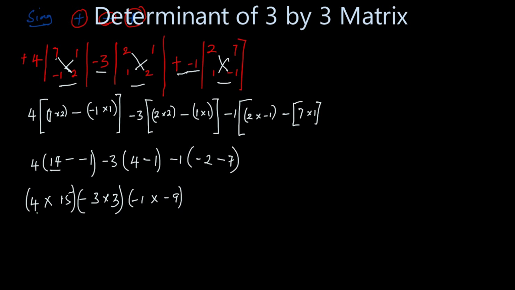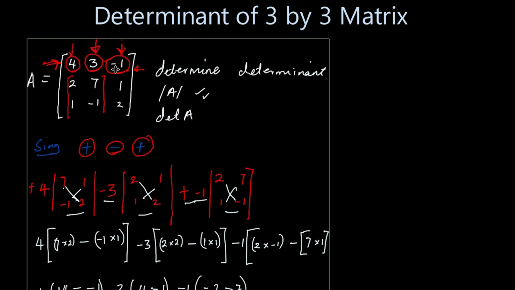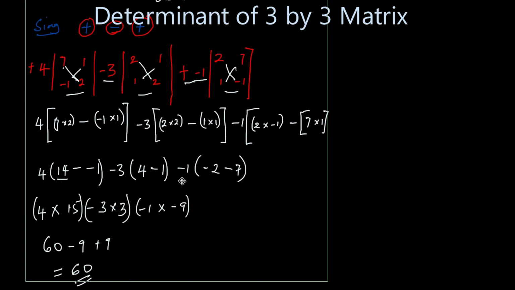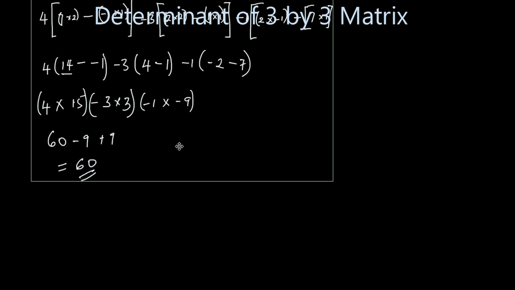And this one will give us 4 times 15, which is a 60. Then minus 3 times minus 3 is minus 9. And minus 1 times minus 9 is a positive 9. So that we have 60 minus 9 plus 9, which gives us 60. And this one will be the value for the determinant of the matrix that we had, which is 4, 3, minus 1, 2, 7, 1, 1 minus 1, 5. That is simply how we solve determinants of a 3 by 3 matrix.